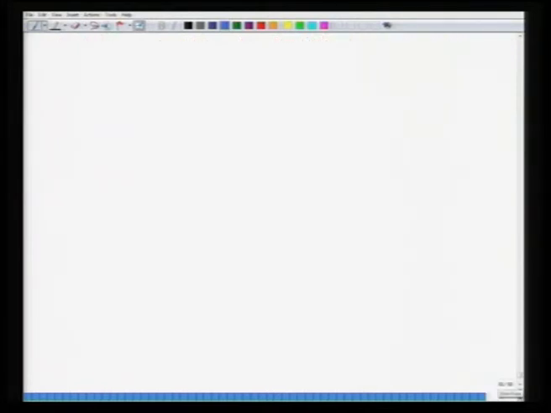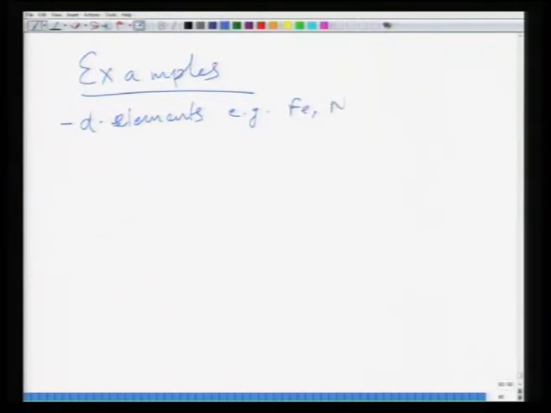Now, examples of ferromagnetic materials are mostly d elements like iron, nickel, cobalt, all of these are ferromagnetic in nature. And then the paramagnetic materials are different actually. Paramagnetic materials are the early transition metals like titanium and calcium, etc., which are in the top row.